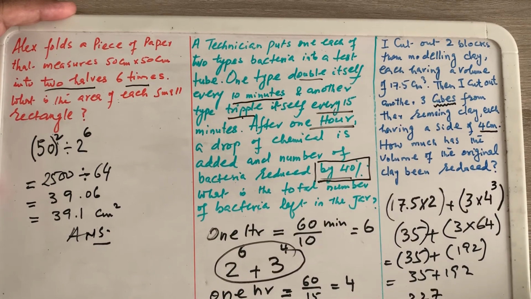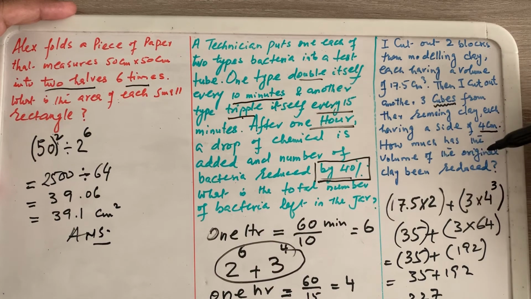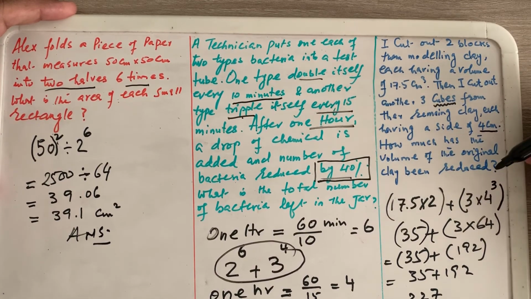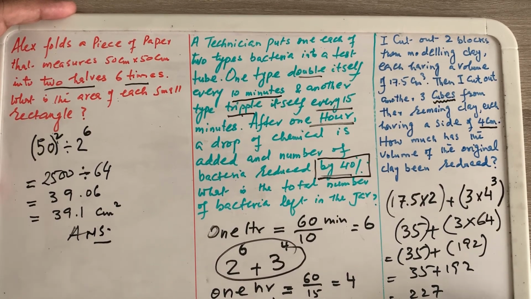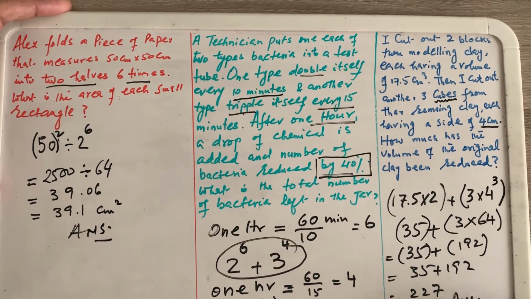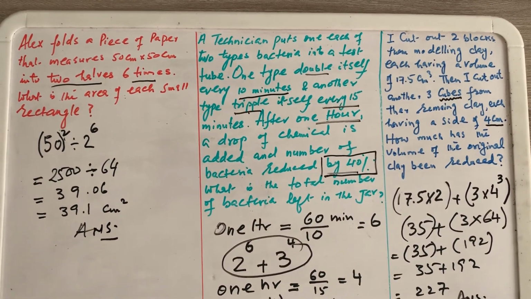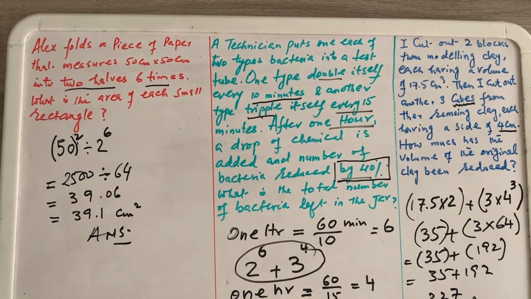Right? So how much has the volume of the original clay been reduced? So this much volume has been reduced, 227, right? So this is the way how to solve our word problem based on integers.